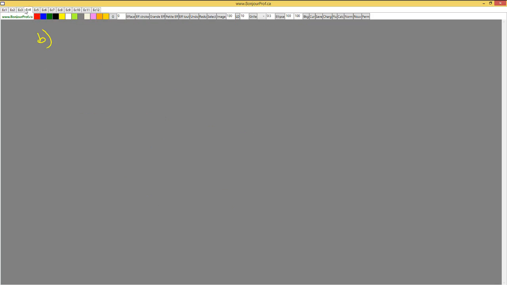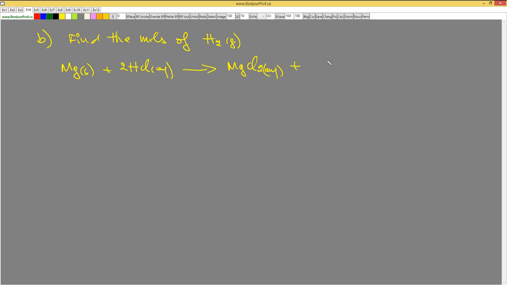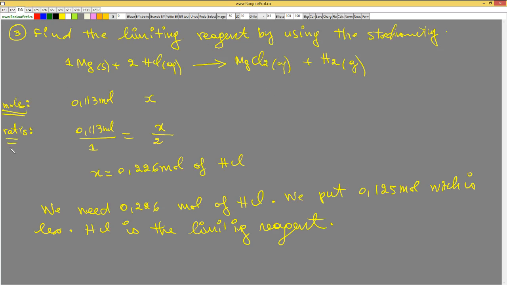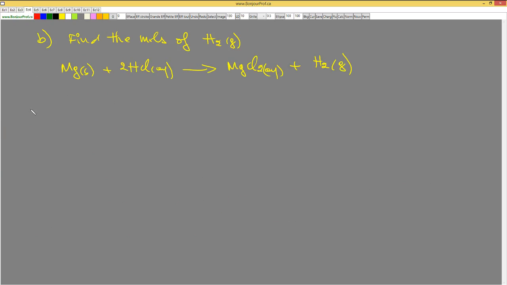Okay, so find the moles of H2, because H2 is the gas. I'm going to write again the equation: Mg(s) + 2 HCl(aq) gives me MgCl2(aq) + H2 gas. So how are we going to do it? The same as we did here: the moles and ratios. So we're going to write here moles.